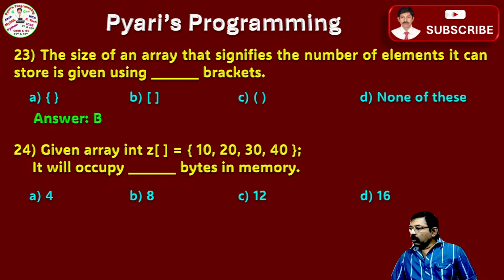Now why are we going to get 16? Size 4 into 4 bytes, because the size of int is 4 bytes and the array size is 4. Good.